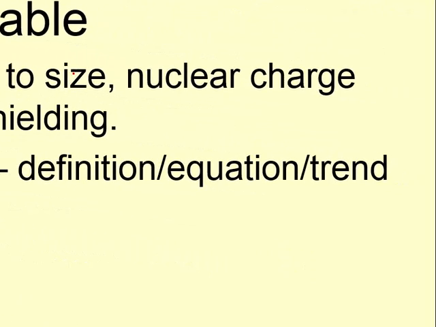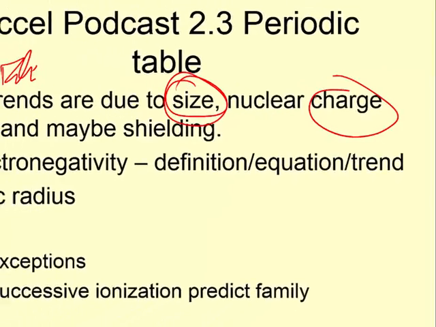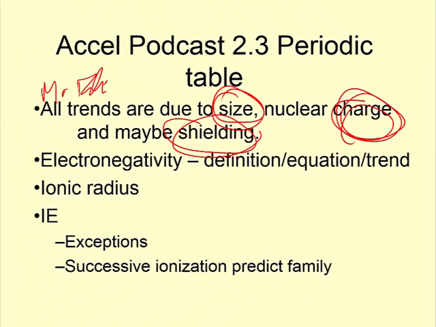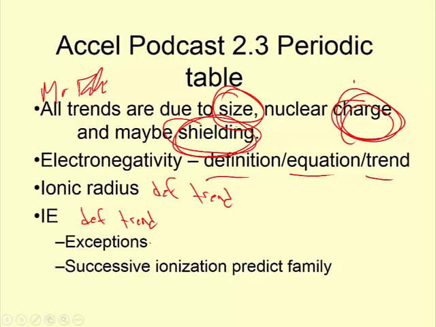All trends are due to size, nuclear attraction, and maybe shielding. Okay, that you need to know that. All trends are due to size, nuclear attraction, and shielding. Electronegativity, you need to know the definition, the equation, and the trend. Ionic radius, you need to know the definition, the trend. Ionization energy, you need to know the definition, you need to know the trend. And you have to learn the exceptions that come through. So let's hop to it.